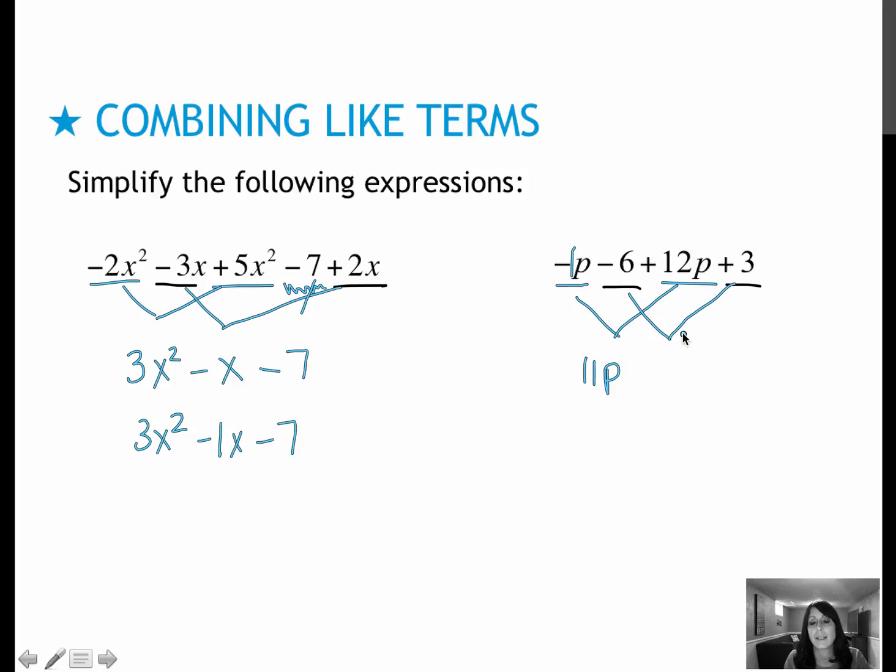And the negative 6 and positive 3 are different signs, so I find the difference of 3. The bigger number is negative, so the answer is negative. So my final answer, 11p minus 3.